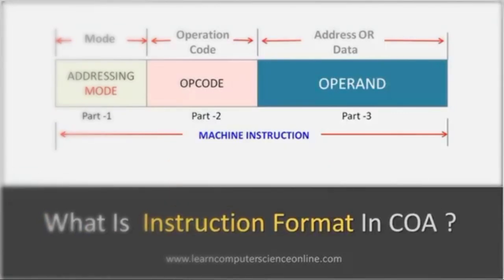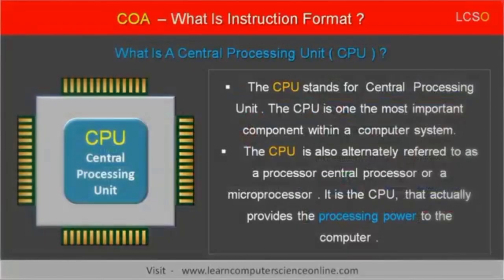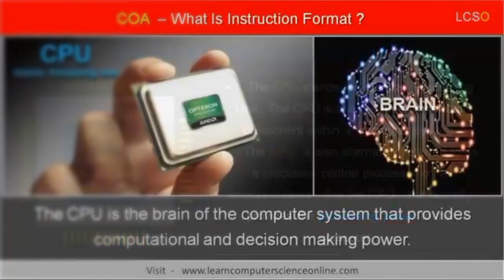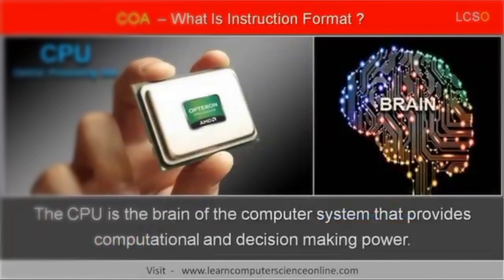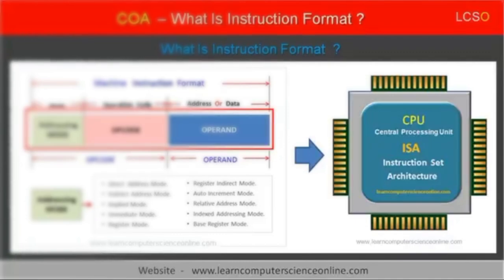Let us now move on to another important concept in computer architecture. And the next concept is what is instruction format. The concept of instruction format is related to how computer processor CPU decodes and executes the program machine instructions. The CPU stands for Central Processing Unit. The CPU is the brain of the computer system, which provides the processing power to the computer system. The CPU controls all the operations performed by the computer system, including the activities necessary for execution of the program. The CPU decodes and executes the program machine instructions based on the instruction format.